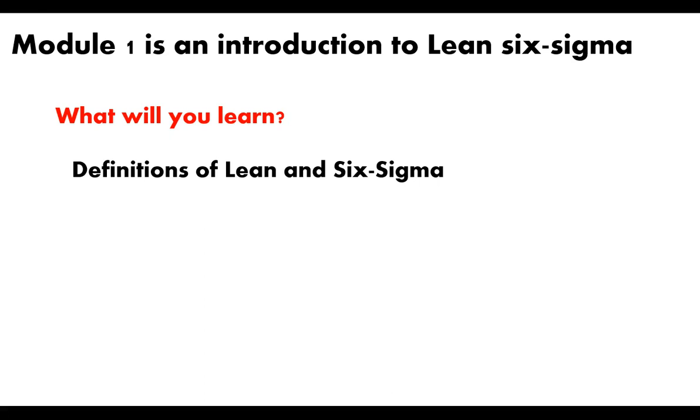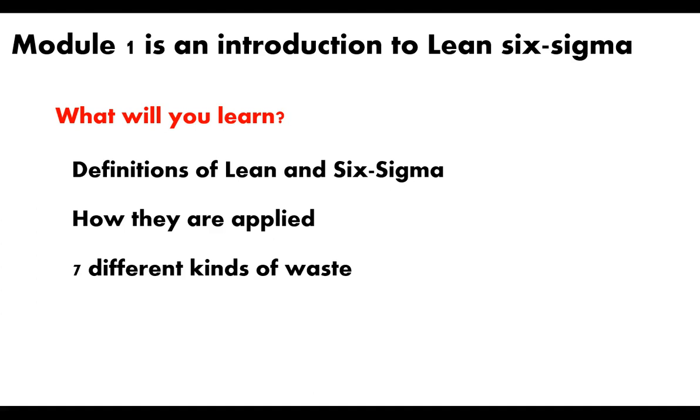So you'll get a real definition, a working definition of Lean and Six Sigma. You'll get to see how they're actually applied. So there is some way of looking at how you're actually using both of these concepts. You're going to understand the different kinds of waste. Lean has been worked out to a science, and there are 7 types of waste that get categorized by Lean, or as the Japanese use the term, muda.